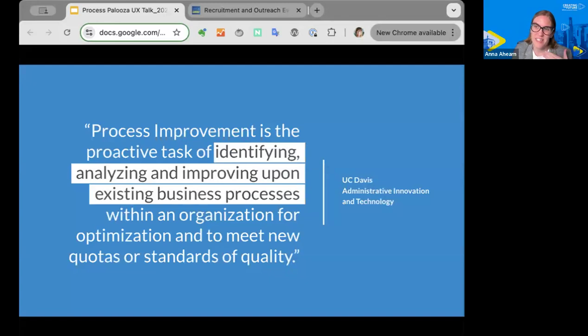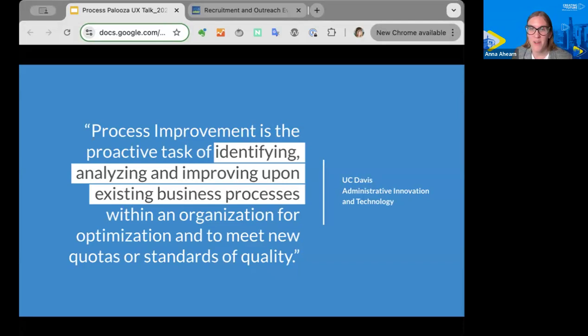Well, if we then take that lens and shine it on process improvement, this is a nice definition of process improvement from UC Davis, their Administrative Innovation and Technology Group. Process improvement is the proactive task of identifying, analyzing, and improving upon existing business processes within an organization for optimization and to meet new quotas or standards of quality. The key highlight we want to call out here is identify, analyze, and improve existing processes to optimize performance.